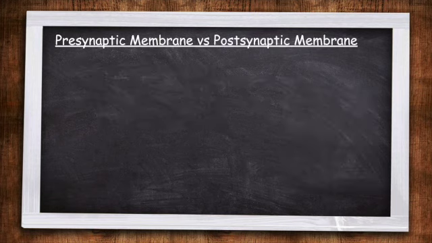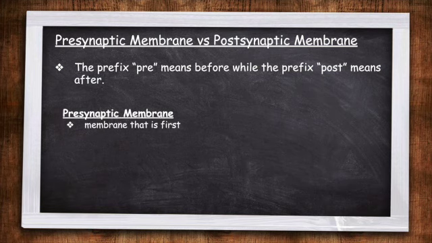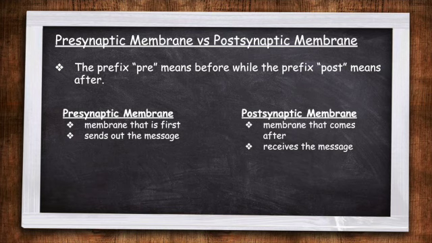An easy way to remember the difference between the presynaptic membrane and the postsynaptic membrane is to look at their prefixes. The prefix pre means before, while the prefix post means after. The presynaptic membrane is the membrane that is first. It is the one that sends out the message. The postsynaptic membrane comes after and is the one that receives the message.